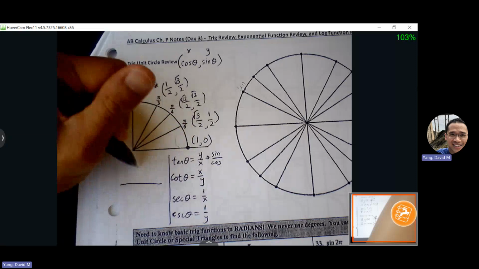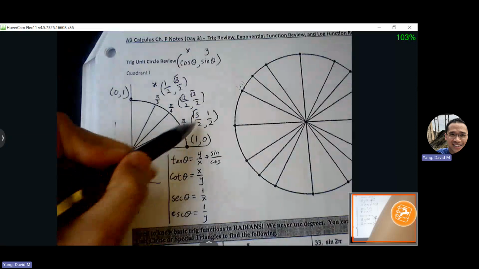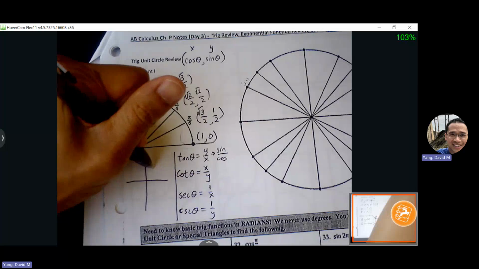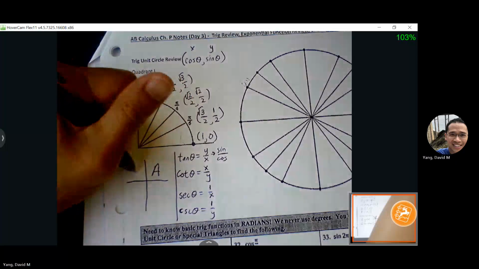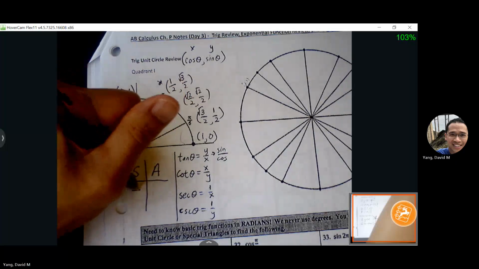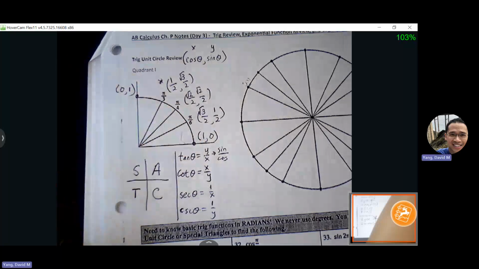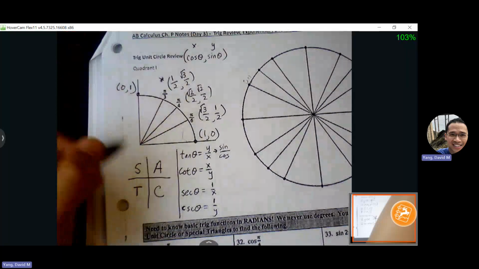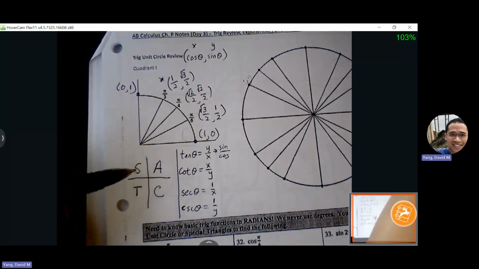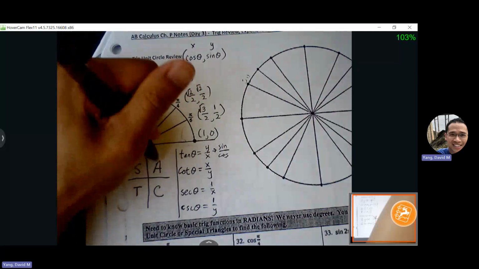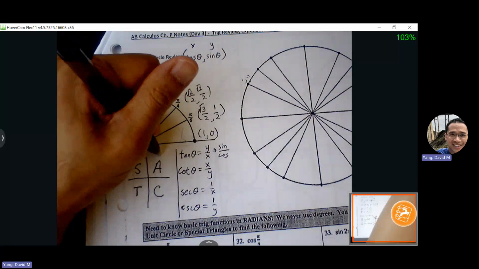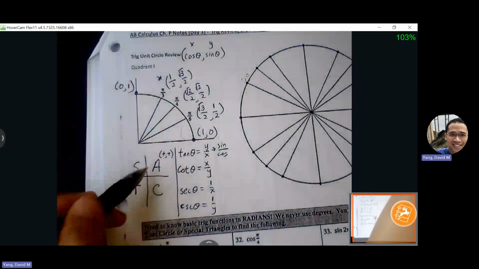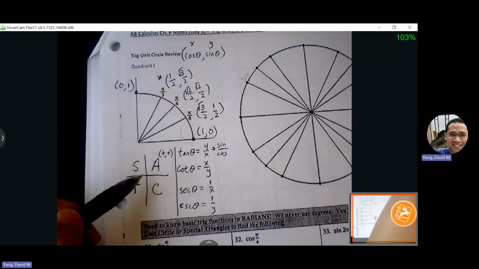Now, all your quadrants will share these ordered pairs. Just the signs are a little bit different. So I have this ASTC as a way of helping me remember which trig functions are positive and which ones are negative. So you know that everything in the first quadrant is going to be positive x, positive y. So all your trig functions will be positive in the first quadrant.